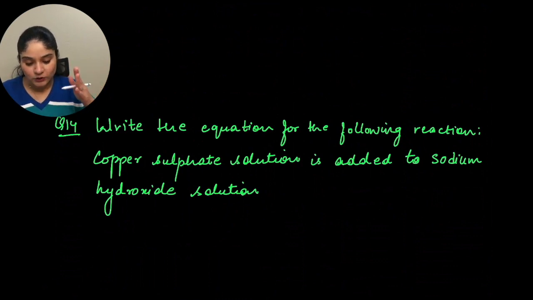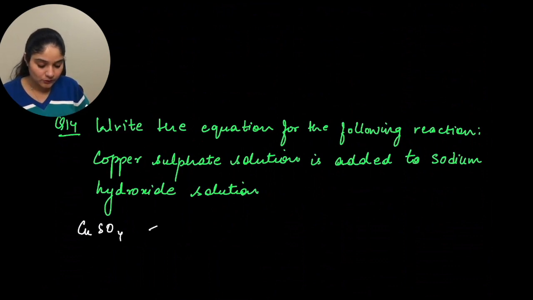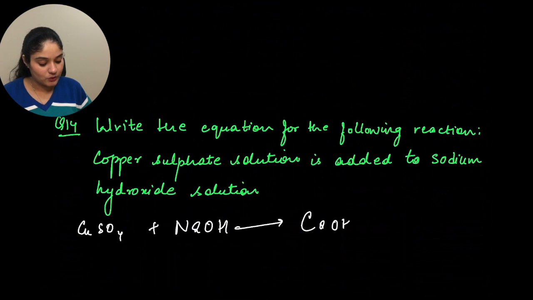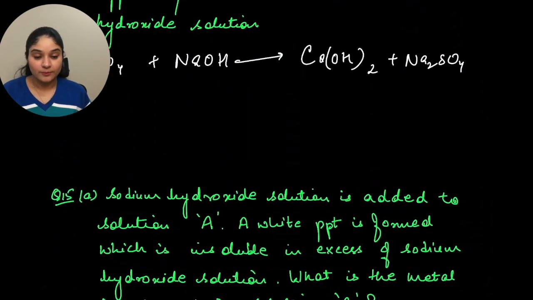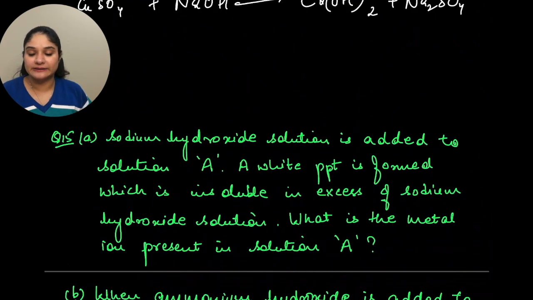Write the equation for the following reaction. Copper sulfate. What is copper sulfate? CuSO4, added to sodium hydroxide solution. So you get Cu(OH)2 plus Na2SO4, and that's it. But you have to balance it, so you can check the balancing later.